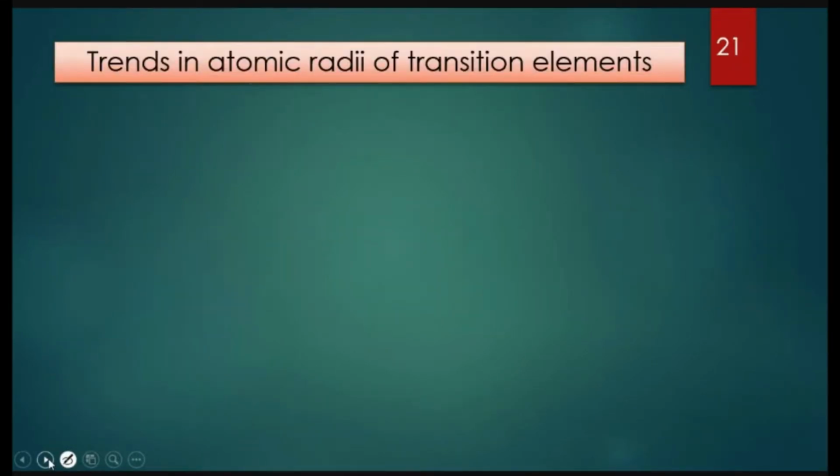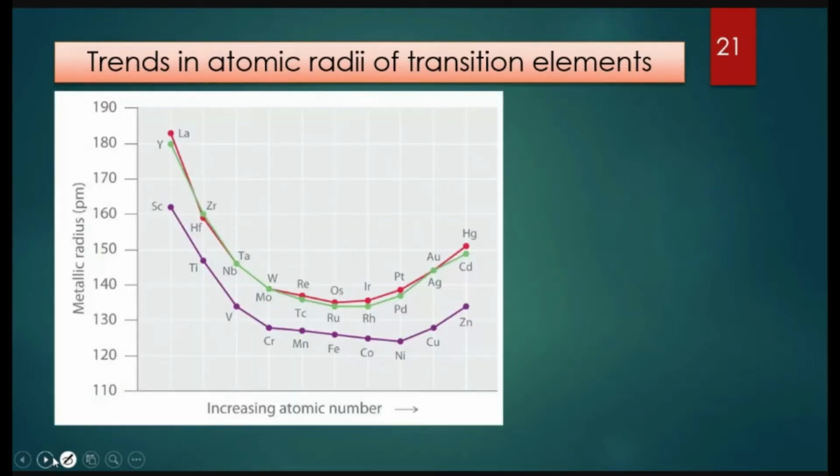Trends in atomic radii of transition elements. Here, we have plotted a graph of atomic number versus metallic radius, and we have taken the first three transition series of elements. The first transition series, that is the 3d series, the second transition series, that is the 4d series, and the third transition series, the 5d series. You already know that when you move from the first transition series to the second transition series, there is a considerable increase in the atomic radii.